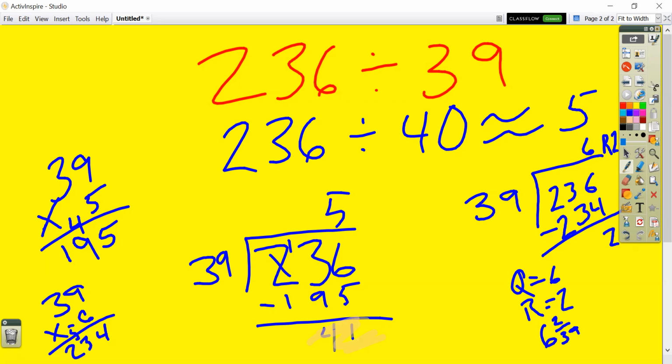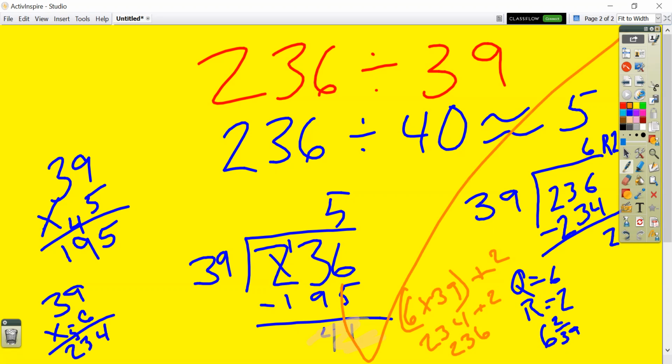Great. Now, quotient times divisor plus remainder. So 6 times 39, parentheses, because that has to be done first, plus 2. Well, 6 times 39 was 234, plus 2. That should give us 236, and a beautiful big check mark.